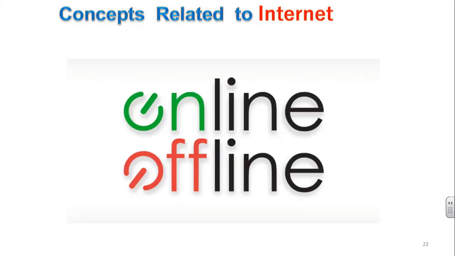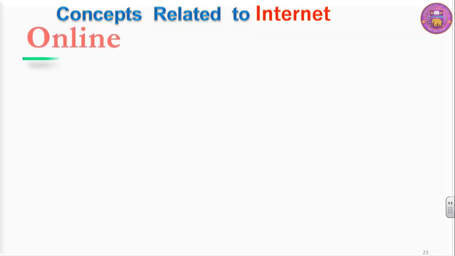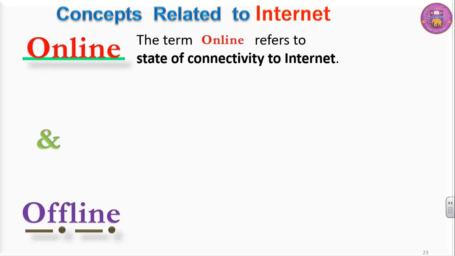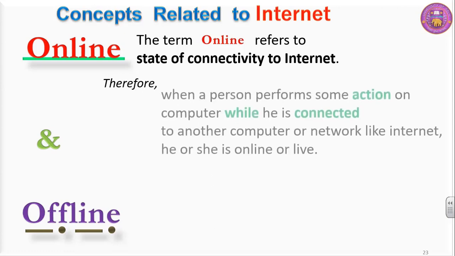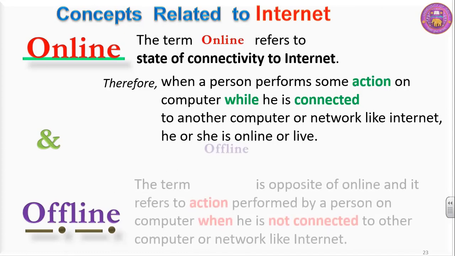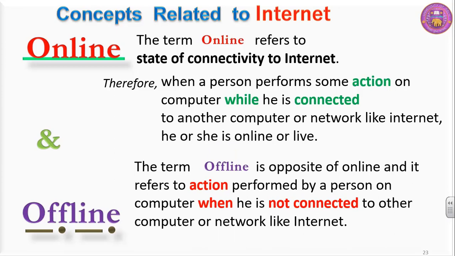The next one is online and offline. The term online refers to state of connectivity to internet. Therefore, when a person performs some action on computer while he is connected to another computer or network like internet, he or she is live. The term offline is opposite of online and it refers to action performed by a person on computer when he is not connected to other computer or network like internet. Then he or she will be termed as offline.